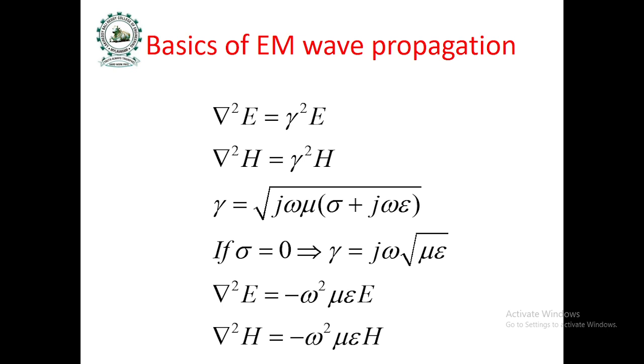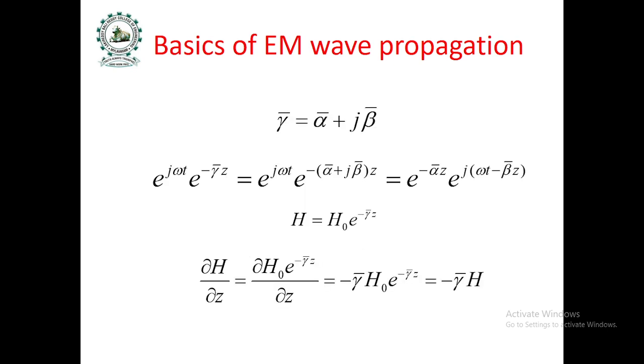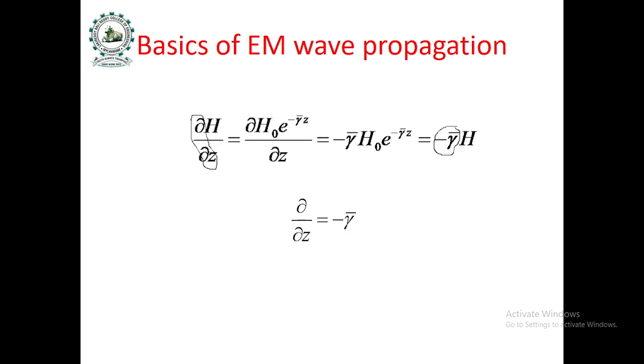So these are the basics of electromagnetic wave propagation. First two are electric and magnetic wave equations. Here suppose the wave is traveling along the z direction, meaning the variation is e power minus gamma z. Gamma bar is the propagation constant.